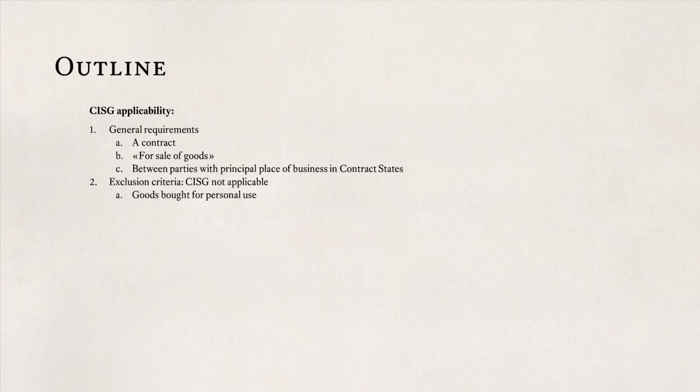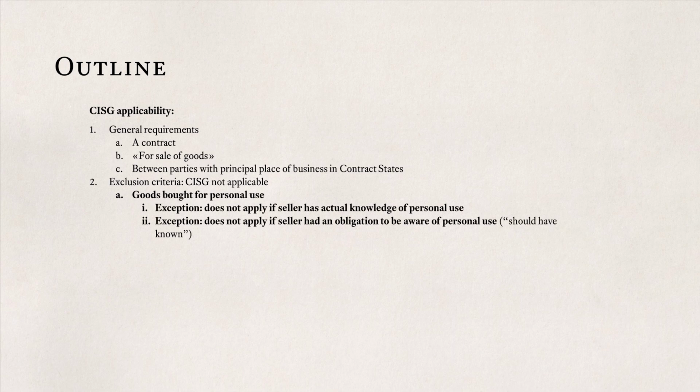Furthermore, we can do the same with Article 2. We can say that different exclusion criteria apply under the CISG, for example, goods bought for personal use. CISG will not be applicable. But then we can write an exception from that rule. This exception, that CISG does not apply to goods bought for personal use, has its own exception. It does not apply if the seller had actual knowledge of the personal use. It also does not apply if the seller had an obligation to be aware of such a personal use.